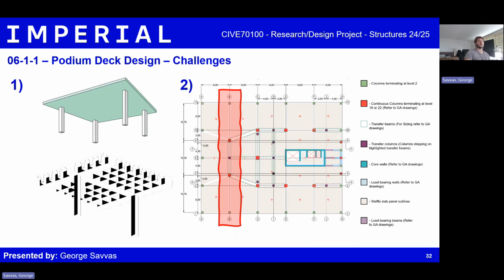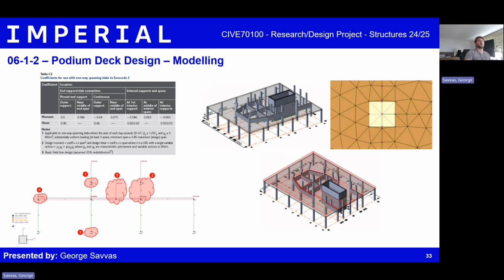First, the podium deck design. 2 questions drove the work. 1, can a waffle slab be designed transparently by hand and verified with a shell element FE model? And 2, how do we control the high negative moments where transfer beams coincide with waffle spans? These issues shaped strip design, FE checks, and local detailing. To address these, I analyzed the podium deck with coefficient methods, equivalent frames, and a Tekla FE shell submodel.